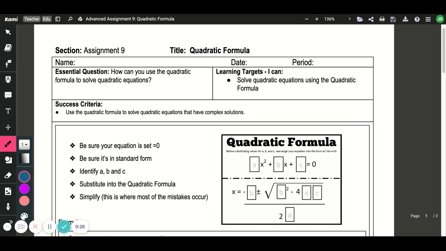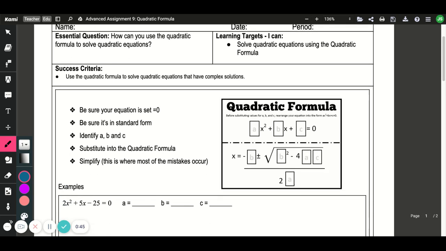It's kind of like that old security blanket, right? It's that favorite one. You've done it before. It feels safe. It feels comfortable. It's just a plug and chug kind of a thing. So we're going to do a little review on solving quadratic equations using quadratic formula.